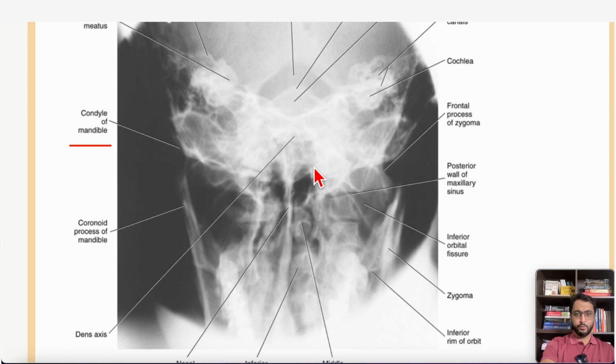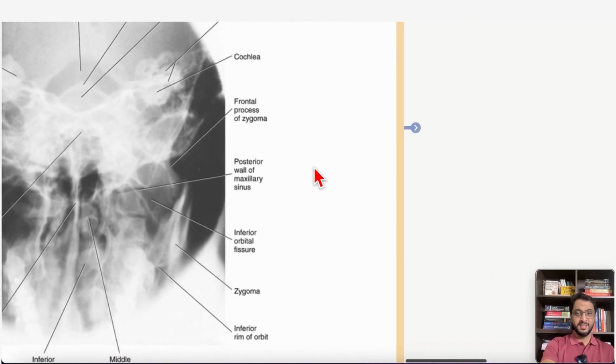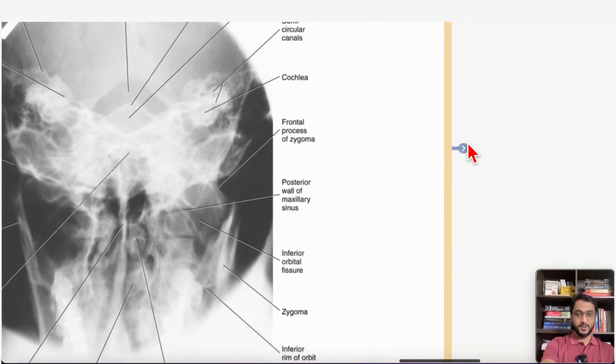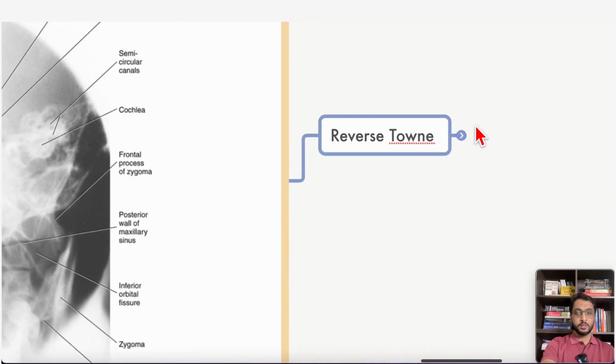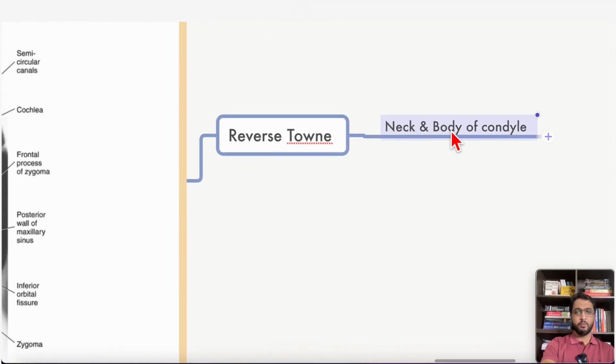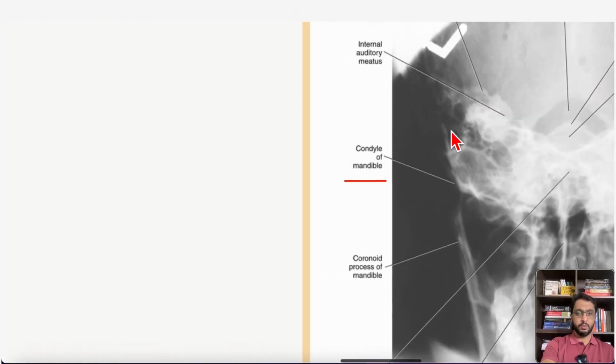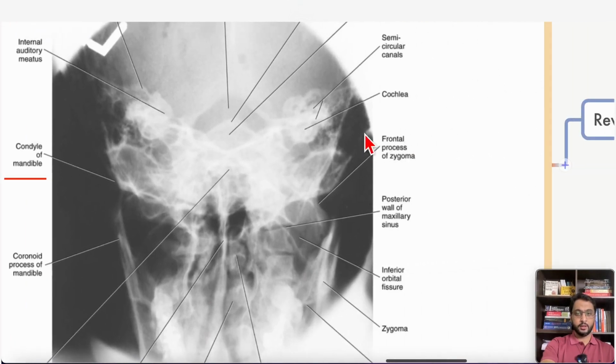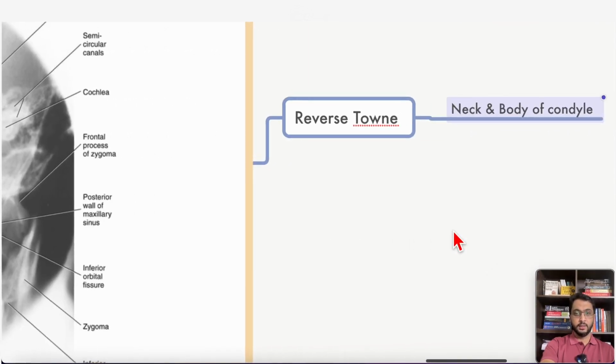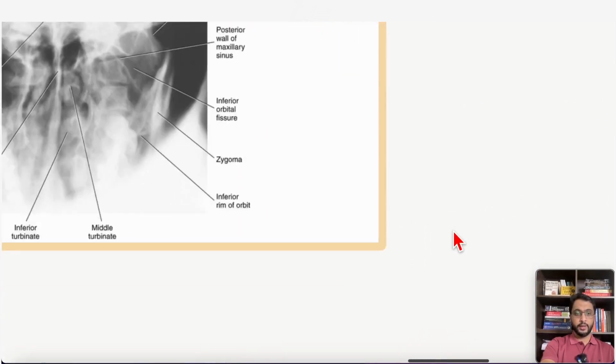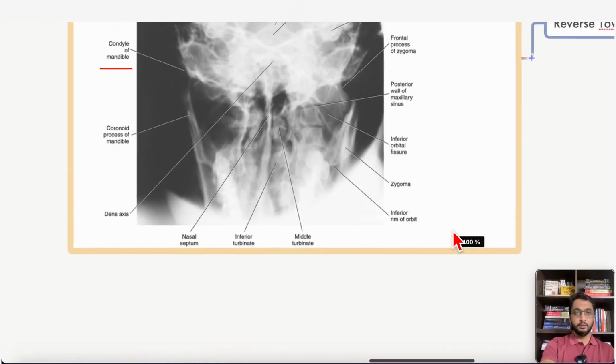People don't use it anymore. You know why? CT, CBCT is much better. Now for your exam purpose, it's still the old method. So reverse Towne's is majorly used for neck and body of condyle. You know that your condyle has that round upper part which is called the body, and the constricted part which is the neck, isn't it? So neck and body of condyle is your reverse Towne's.